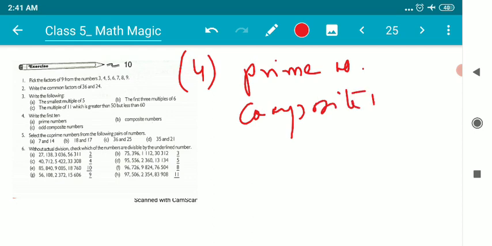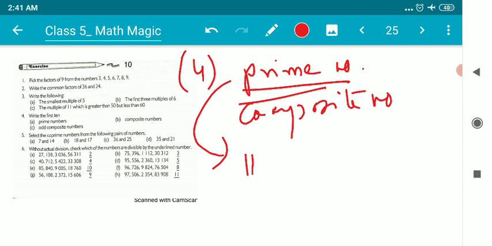Children, what is the meaning of prime numbers? Prime numbers are the numbers which have only two factors, 1 and itself. For example, a number I'm writing is 11. 11 has only two factors, 1 and 11 itself. Suppose I'm writing the number 13. The number 13 has only two factors, 1 and 13 itself.